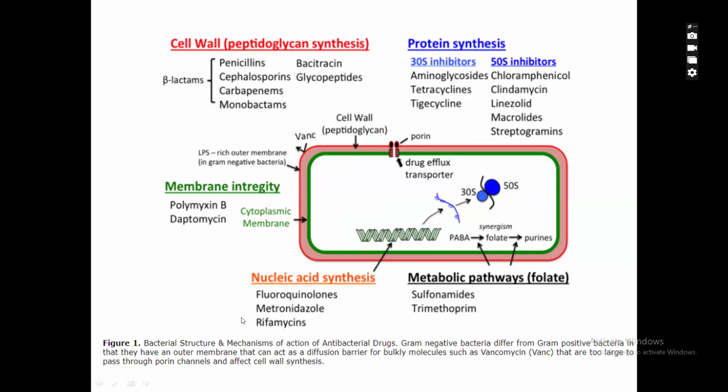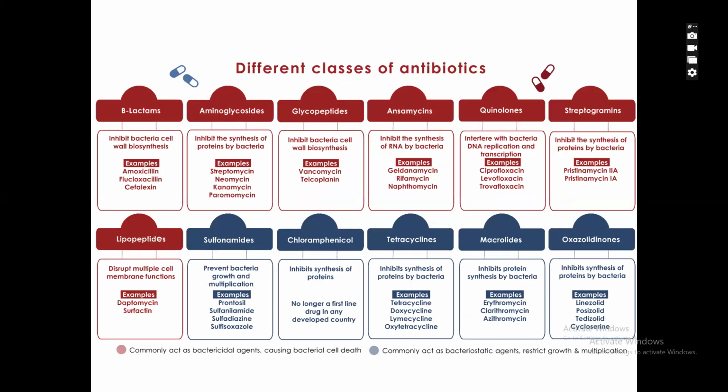And nucleic acid: fluoroquinolones, metronidazole, and rifampicin is a very, very important MCQ. The mechanism of action of rifampicin, you have to remember. The mechanism of action of fluoroquinolones, the questions come again and again. And the metabolic pathway inhibitors are the sulfonamides and the trimethoprim. Now coming back to our previous slide.